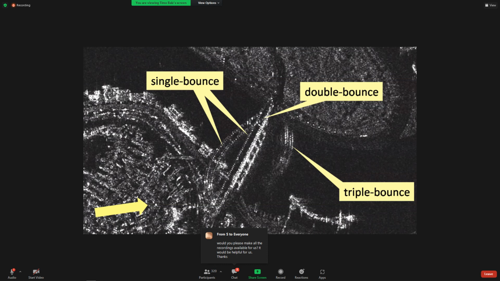And behind the bridge, we also see the triple bounce. Here, this is the signal hitting the water, then hitting the bridge, getting reflected back to the water and back to the sensor. So we have 3 bounces here, 3 reflections. That path is longer, so it is farther away from the sensor. It's imaged behind. Okay, so this is a typical structure of bridges with the 3 bounces, and you see them very commonly in SAR images.